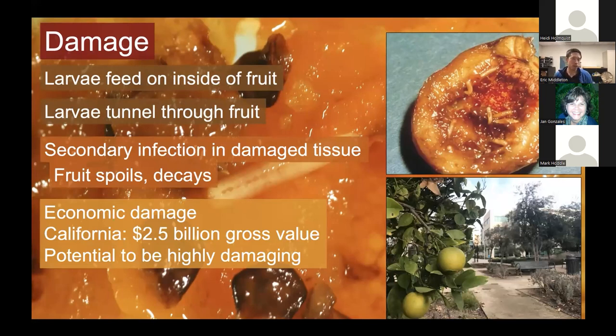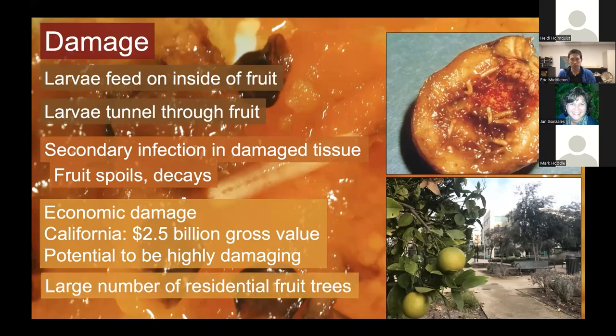About $2.5 billion in gross value for the crops themselves that are being grown that could be affected by Mex fly. So Mex fly has the potential to be very highly damaging in Southern California. But then, of course, there's also just the very large number of residential fruit trees, citrus, and all these other subtropical fruits that we've talked about.